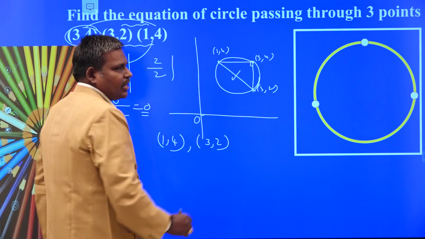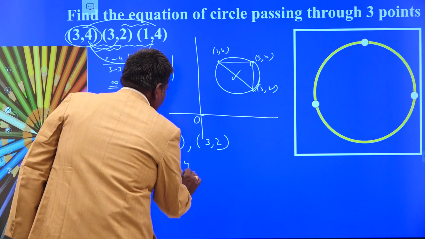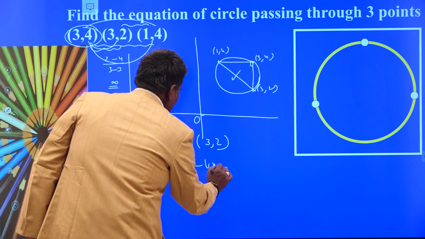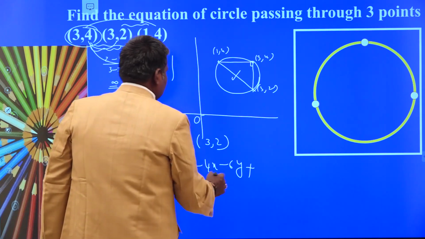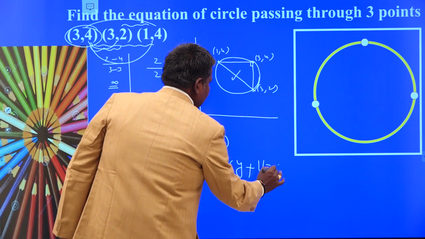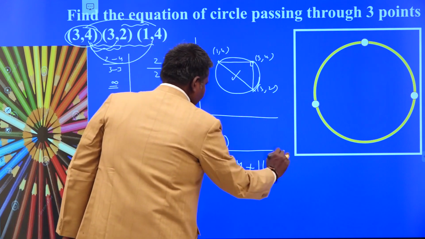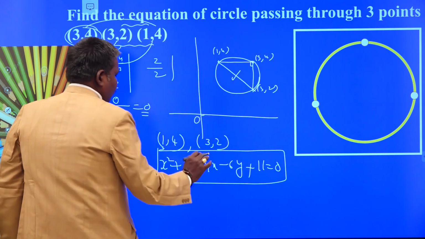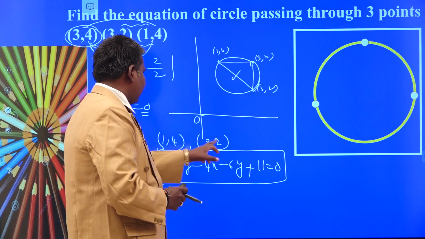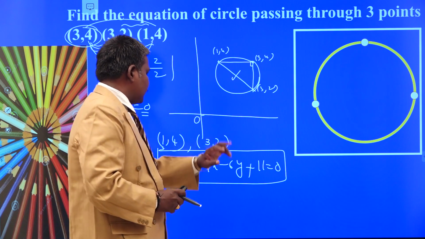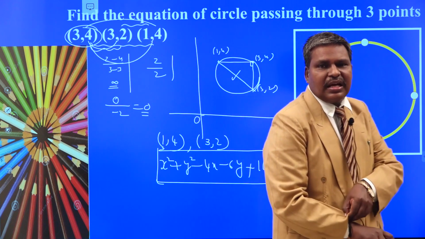By looking at it, you can write the equation of the circle. What is that? x square plus y square minus 4x minus 6y plus the dot product: 3 1s are 3, 4 2s are 8, that is 11, equals 0. Minus the sum of the x coordinates into x, minus the sum of the y coordinates into y. That is x square plus y square minus 4x minus 6y plus 11 equals 0, the required equation of the circle.